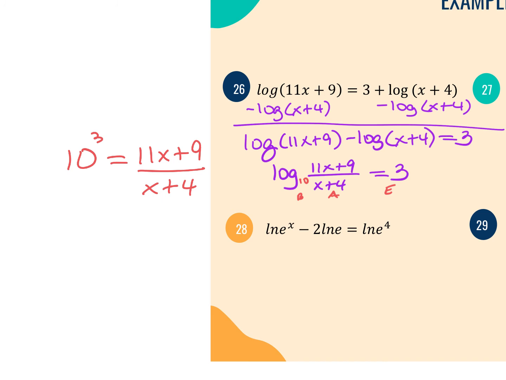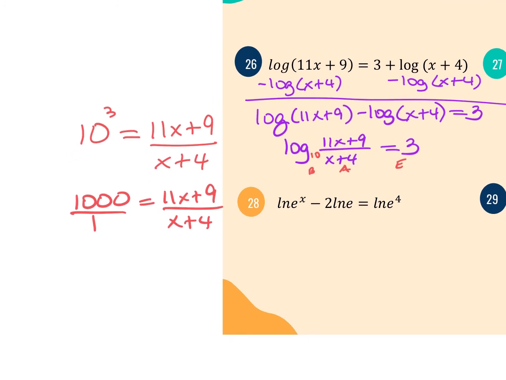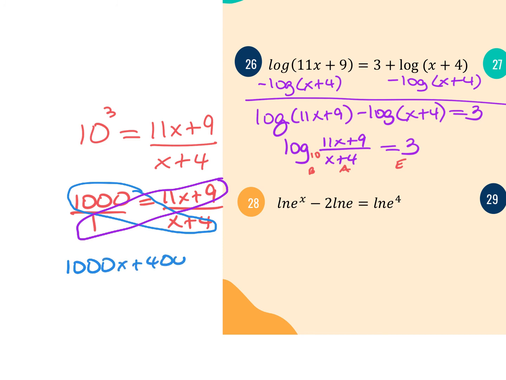So I have to figure out what 10 to the 3rd power is. And 10 to the 3rd power is 1,000. And now again, I'm going to solve this as a proportion. Just going to add a 1 to the 1,000's denominator. And now I can cross multiply. So I need to distribute 1,000 to the x plus 4. And then 1 times the 11x plus 9 is just itself. So once I distribute the blue, I get 1,000x plus 4,000 equals 11x plus 9.